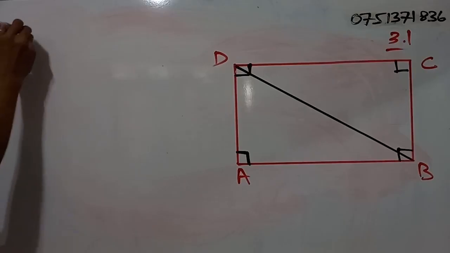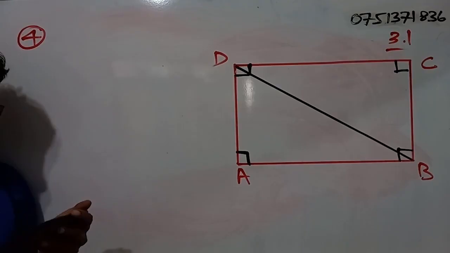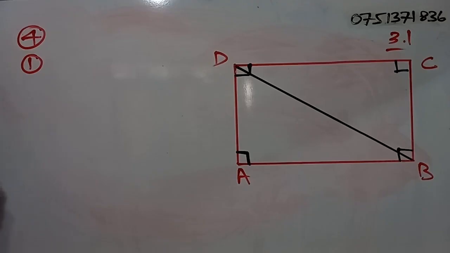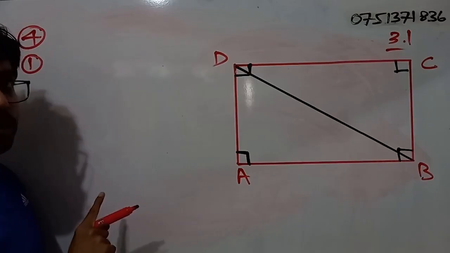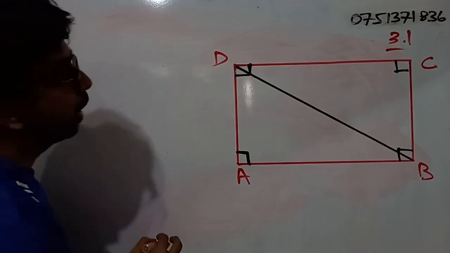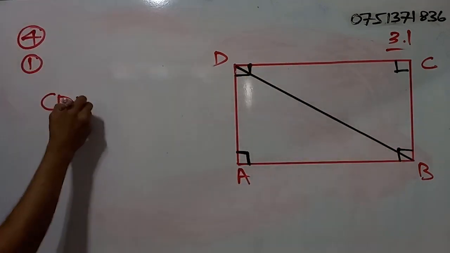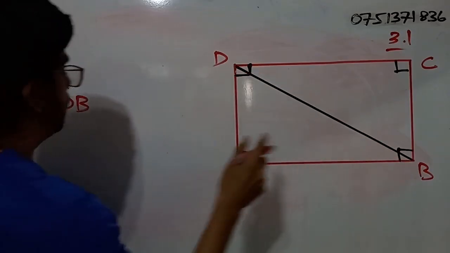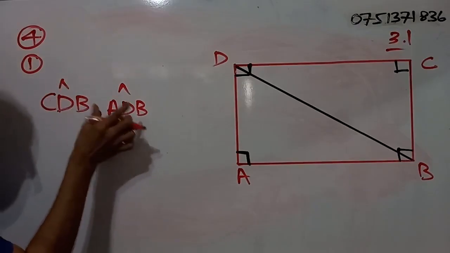Right. Exercise 3.1, question number 4. What do we have? This is part 1. Write two pairs of complementary angles in the given figure. Complementary means the sum of the two angles should be equal to 90 degrees. So I'm going to take one angle as CDB and the other angle as ADB. So CDB angle and ADB angle.